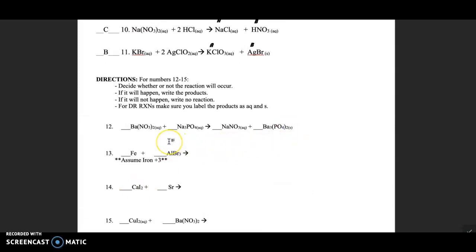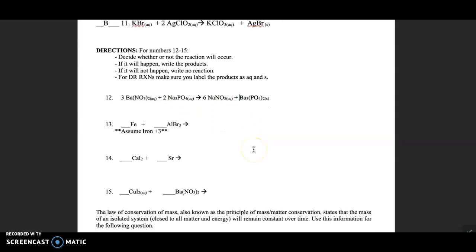Okay. Now I'd have to balance that one really quick. So here I got 3 Nas. So I'm going to start with 3 Bas. So I need to put a 3 here. Okay, that gives me 6 NO3s. So since I only have 1 there, I need a 6 here. That gives me 6 Nas. So I need a 2 there, and then that will be a 1. So there's my final answer.